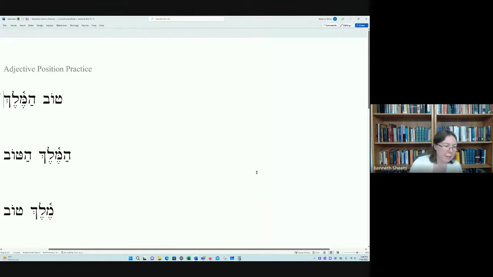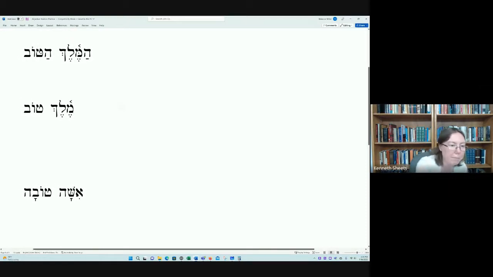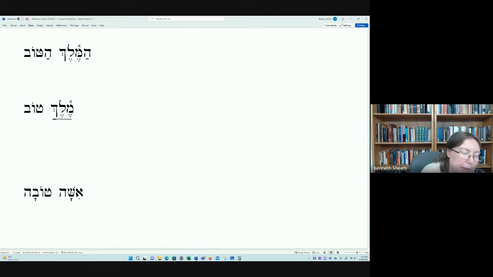So for instance, just taking a look at what we have here, Melek Tov. In this instance, Melek is a noun. It is masculine singular, and we can tell that because there's no ending here.